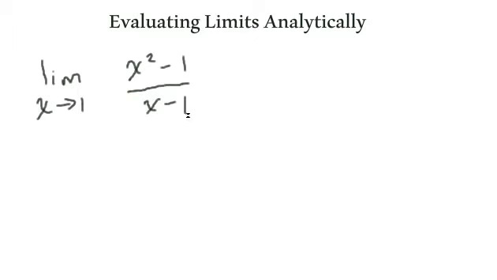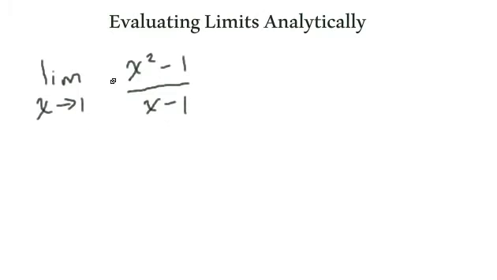Alright, we're going to be evaluating limits analytically. So let's get started. We've got the limit, let's say, as x approaches 1, of x squared minus 1 over x minus 1. The first thing we're going to do is plug a 1 directly in. Okay, doing the direct substitution, and let's see what we get.